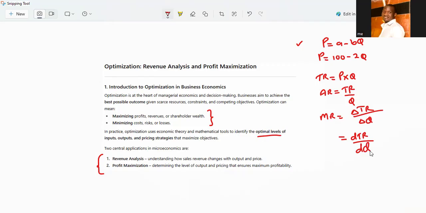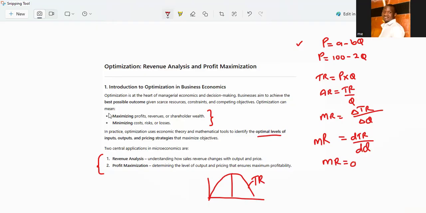Marginal revenue is simply the additional revenue we get from selling an additional unit. To maximize revenue, marginal revenue must be equal to 0. The maximum revenue is simply the point of output where our total revenue is maximum. So this point here, where total revenue is maximum, is where we have our maximum revenue.